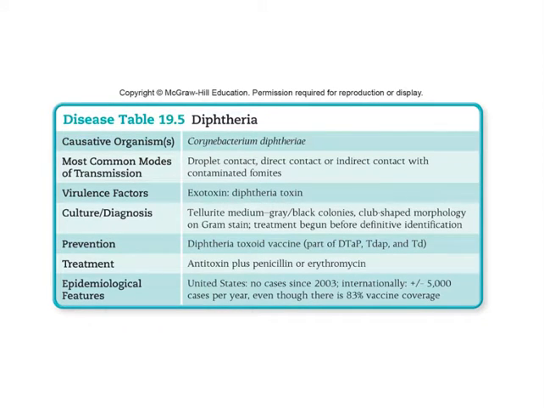You can see here the virulence factors and the treatment. What you want to note about the diphtheria toxin is that it is a translational inhibitor. Okay, through ADP ribosylation, it kills translation, which means protein synthesis stops, and that's what ultimately kills the cell.